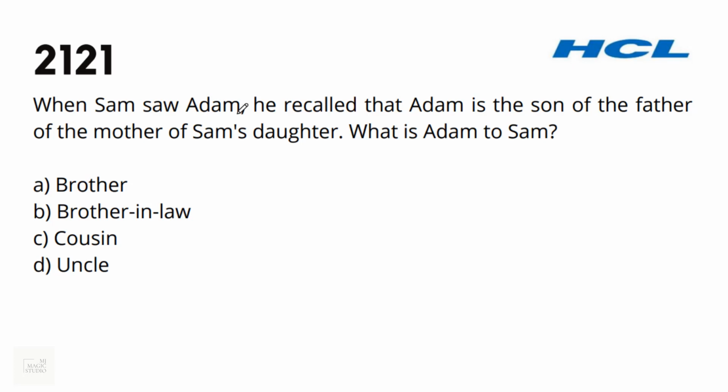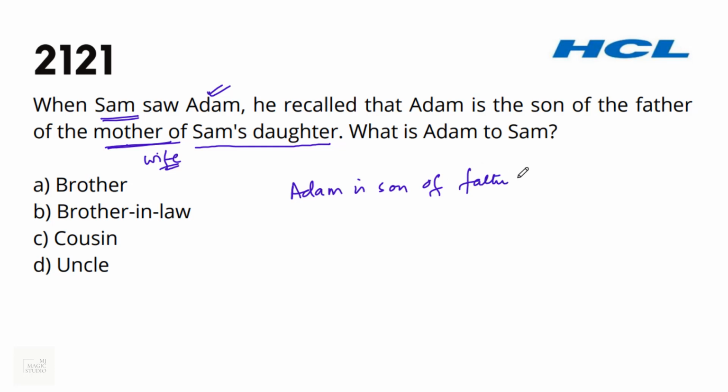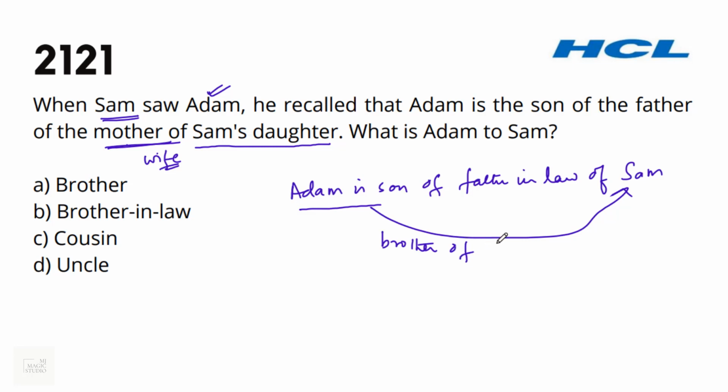When Sam saw Adam, he recalled that Adam is the son of the father of the mother of Sam's daughter. Sam's daughter is Sam's child. Mother of Sam's child means this is Sam's wife. Adam is son of the father of his wife, that is, son of the father-in-law of Sam. That means Adam is brother of Sam's wife. Adam is brother-in-law of Sam.